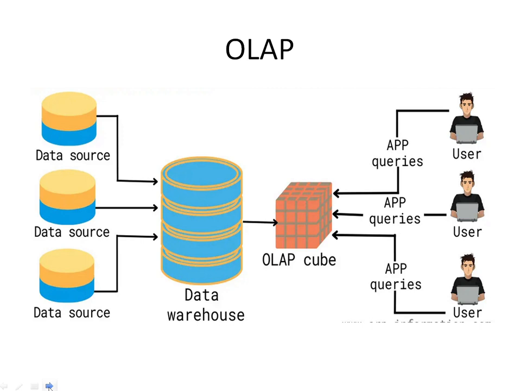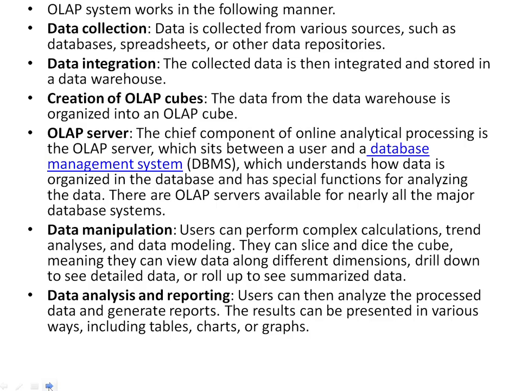So for OLAP, the data source is collected from the different data sources. It is given to the data warehouse, then the OLAP cube. Then the app queries, and the user can access the different types of sources from the data warehouse using the OLAP cubes. The OLAP system works through data collection, data integration, creation of OLAP cubes, and the OLAP server.